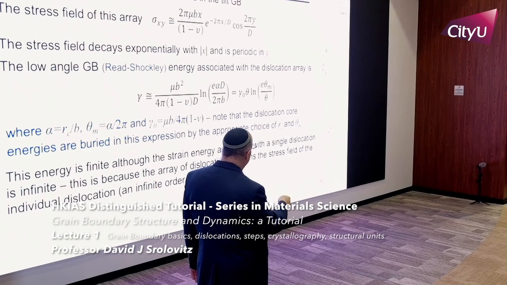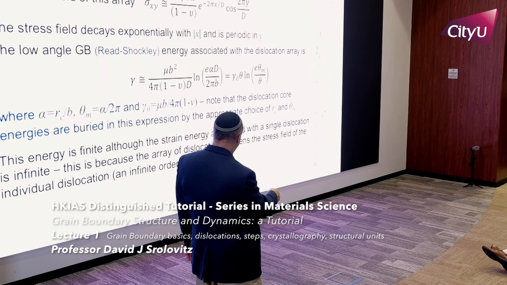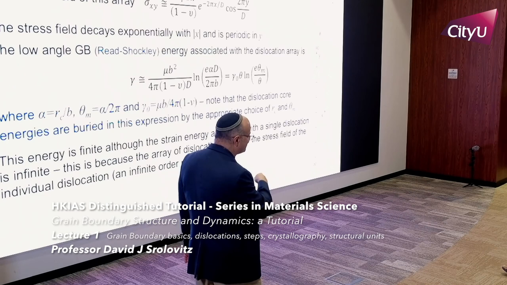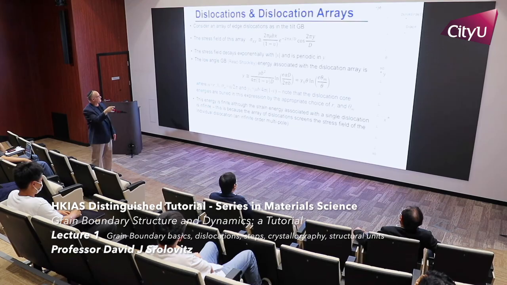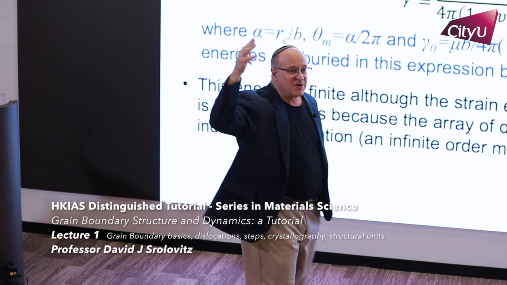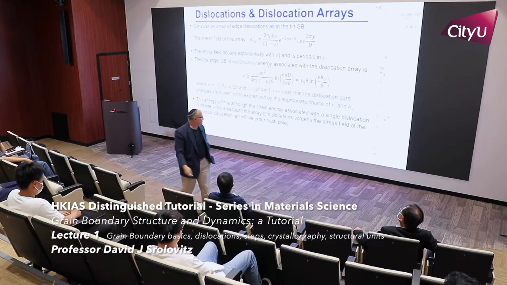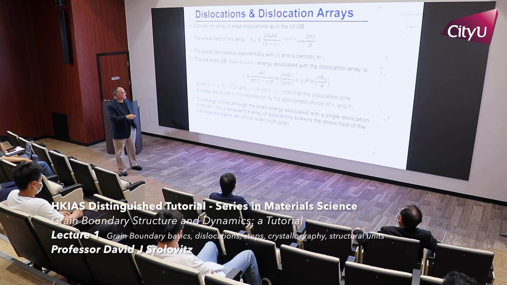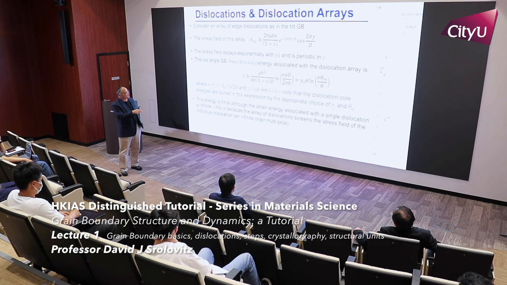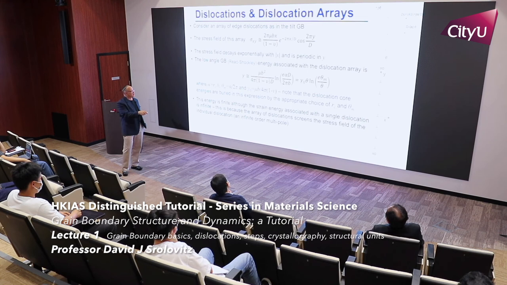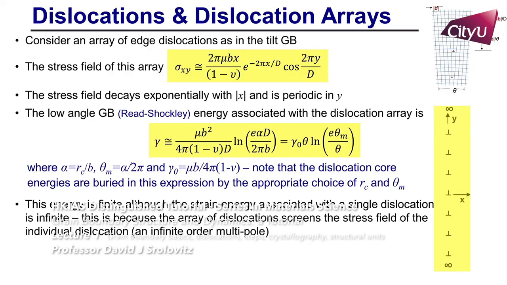So in fact, all the stresses vary with distance x from the grain boundary like e to the minus x, and the relaxation distance is proportional to the spacing between them, d. Okay? Now, that's the elastic field. If I'm given the stress field, I can calculate the elastic energy. This is the elastic energy of the grain boundary, which we call gamma, and that energy per unit area of the grain boundary goes proportional to the square of the Burgers vector, 1 over the spacing between dislocations, and goes logarithmically with that spacing as well. So it's 1 over d log d.